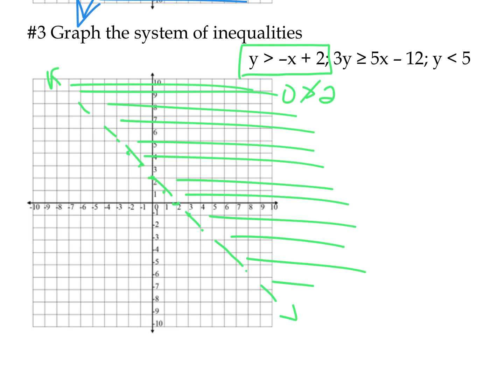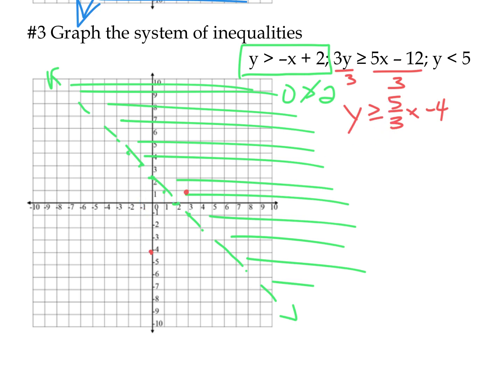Now I'm going to take the next one, 3y is greater than or equal to 5x minus 12. Right, so I'm going to have to divide everything by 3 to get the y by itself. So I'm going to have y is greater than or equal to 5/3 x minus 4. So my y-intercept is negative 4. I'm going to go up 5 and over 3. Okay, so from this point, I'm going up 5 over 3 because it's a positive 5 over 3.